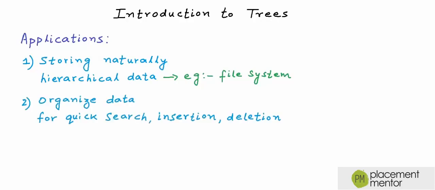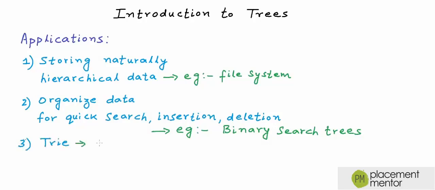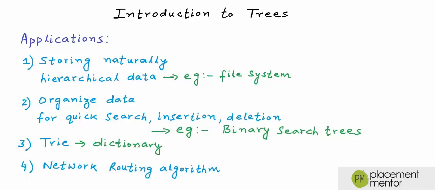Next application is organizing data, organizing collections for quick search, insertion, and deletion. For example, binary search tree that we'll be discussing a lot in next couple of lessons can give us order of log n time for searching an element in it. A special kind of tree called trie is used to store dictionary. It's really fast and efficient and is used for dynamic spell checking. Tree data structure is also used in network routing algorithms, and this list goes on. We'll talk about different kinds of trees and their applications in later lessons.